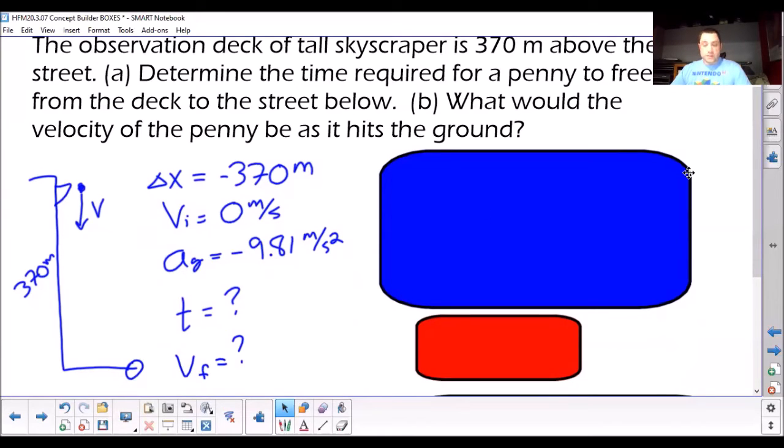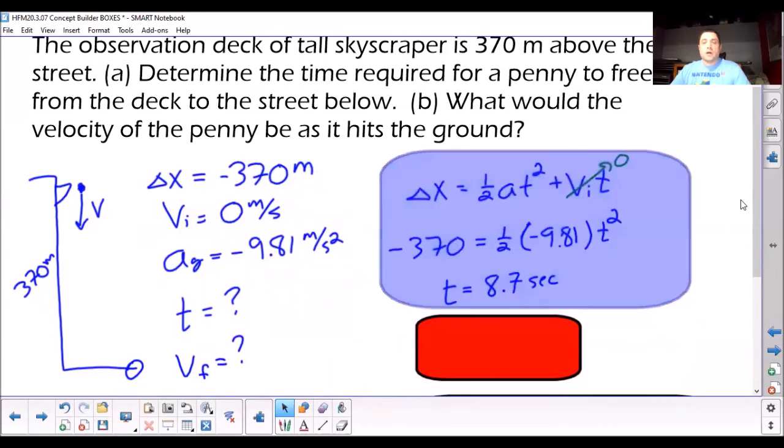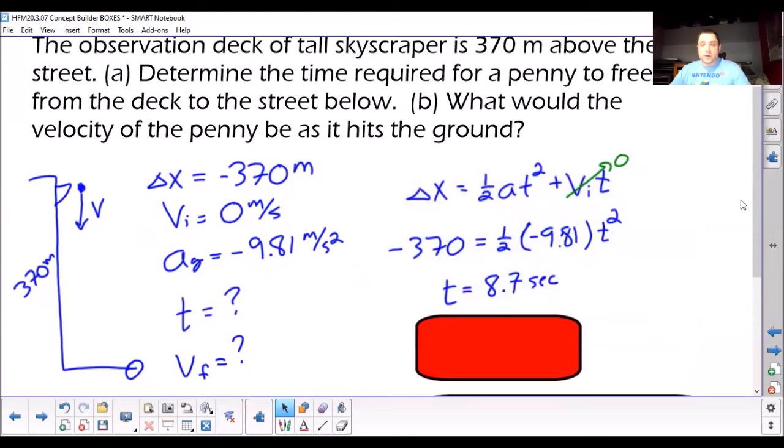The first thing is it wants time, and we don't know final velocity, so we have to go with our 1/2 a t squared equation because it doesn't have final velocity in it. If you're a little scared after yesterday's problem, don't worry too much, because this one is nice: the initial velocity is 0, so that whole term goes away and we don't have to worry about quadratic functions. Now it's a matter of just plugging in and solving for time. You get 8.7 seconds. That takes care of part A.